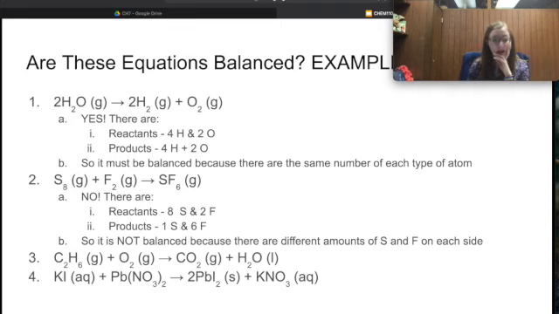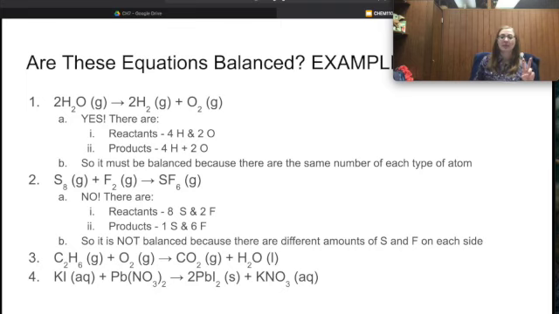So, that being said, let's go ahead and take a look at number 3 down here. I'm going to look at the carbon first and foremost. So, carbon's my first atom. If I look at the carbon, I see on the left-hand side, I have one C2H6 molecule. So, if I have one C2H6 molecule, that means that I have 2 carbon atoms. So if I check out my entire left-hand side, I have 2 carbon atoms.